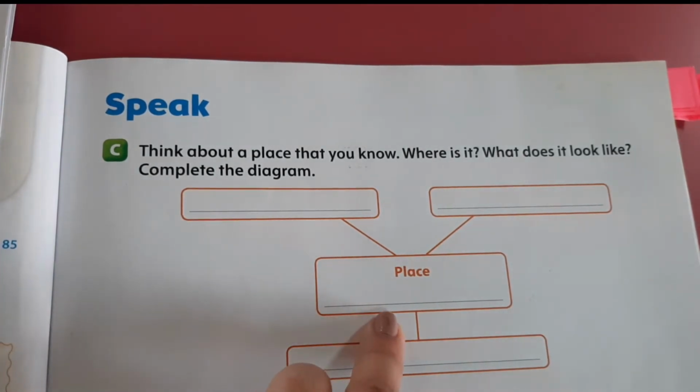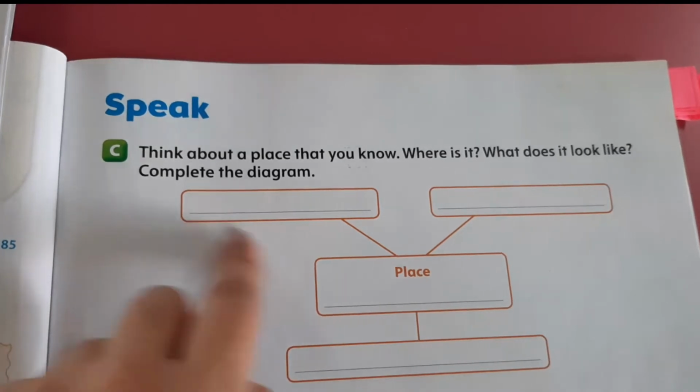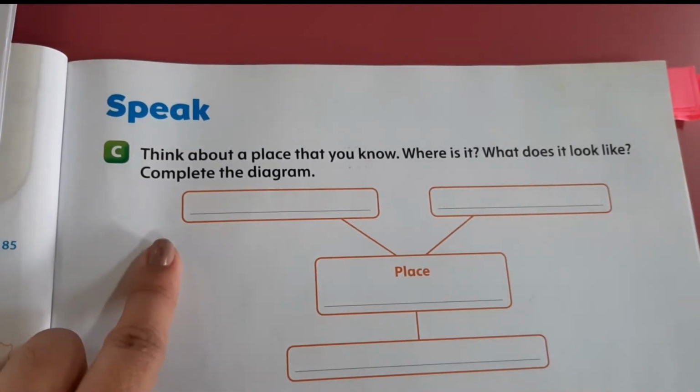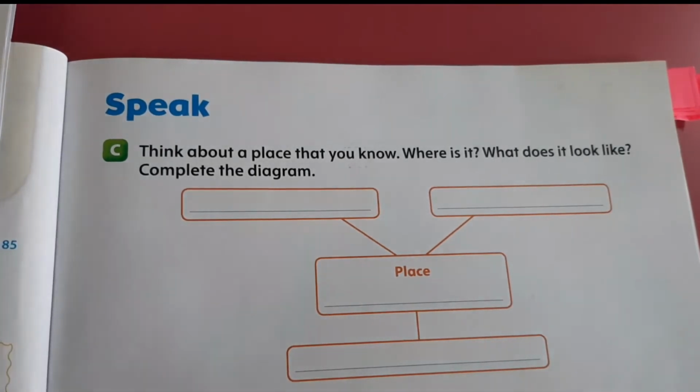Write the name of the place, and here I want you to write a description about that place. What can you see around it? The people you can see there, how it looks like, and the location or where we can see the place. Teacher Crystal will give you time to write and answer your activity.